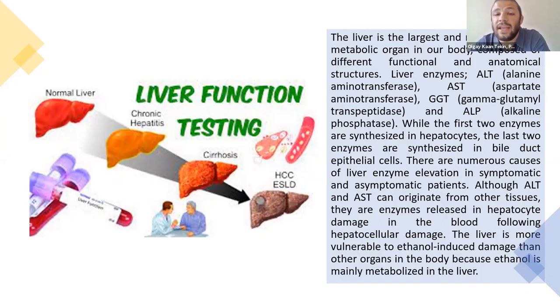Although ALT and AST can originate from other tissues, they are enzymes released into the blood flowing in hepatocellular damage. The liver is more vulnerable to ethanol-induced damage than other organs in the body because ethanol is mainly metabolized in the liver.